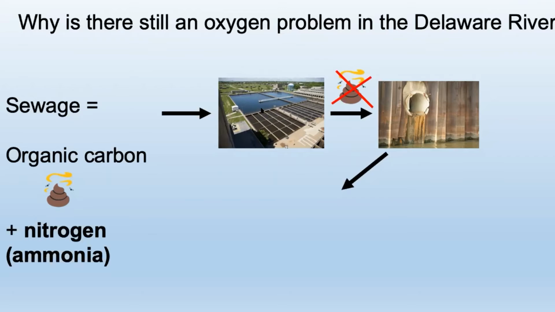So the sewage treatment plants, fortunately, are really good today at removing the organic carbon. But what they don't really touch is the ammonia.